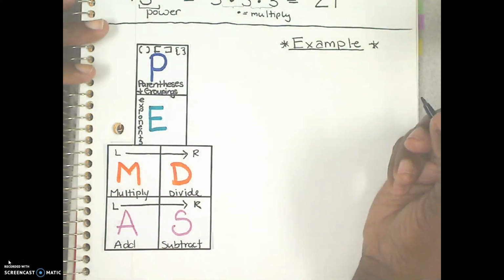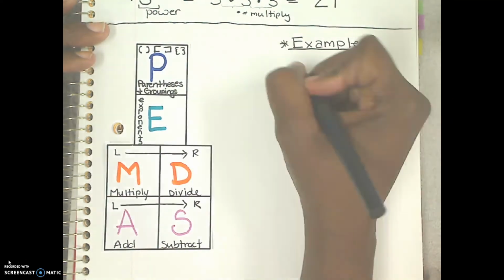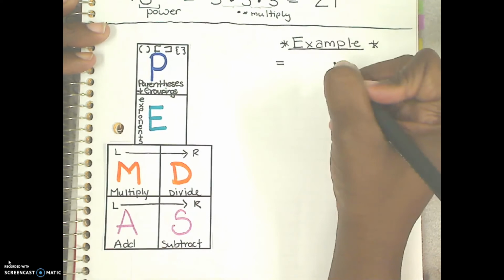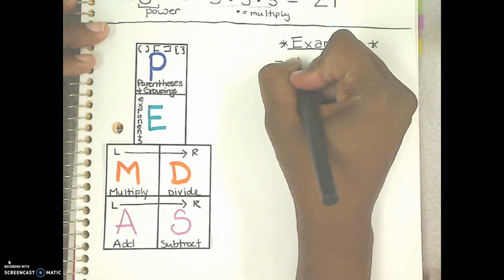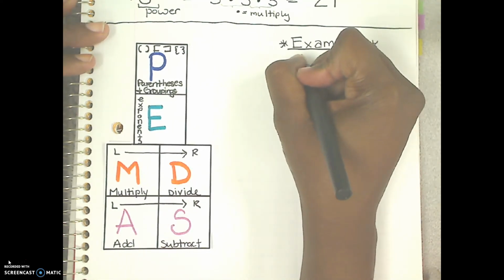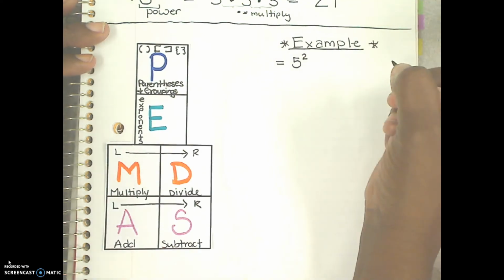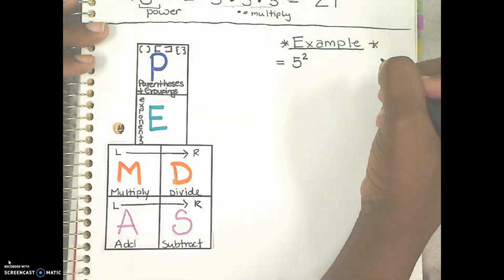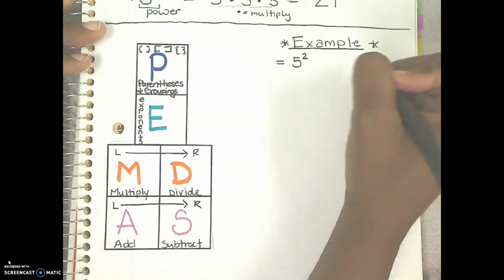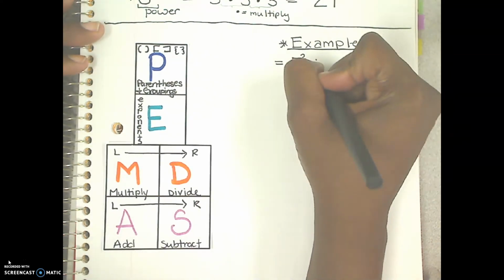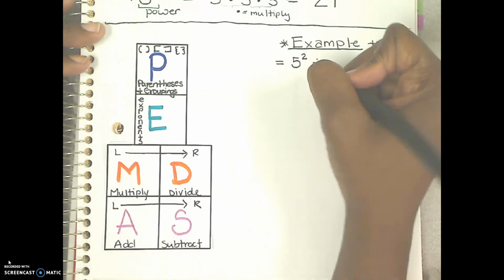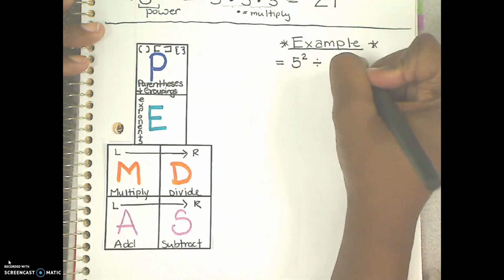All right, so we're going to do the equal sign on the next side, which is different from normal. 5 to the 2nd power, which is a little bitty 2, a big 5, your base is a 5. And then we'll do divided by 2 plus 3.